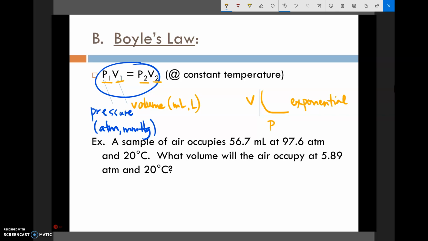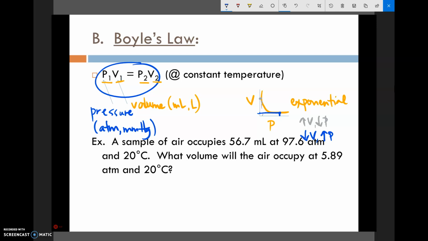So if you notice right here, at this point right here, you have a high volume, but if you look, the pressure is pretty low. If we take another plot point, like let's say one over here, and we look at this one, you've got a very low volume with an increase in pressure. So as your volume is decreasing, your pressure increases, and vice versa. That is an inverse relationship.